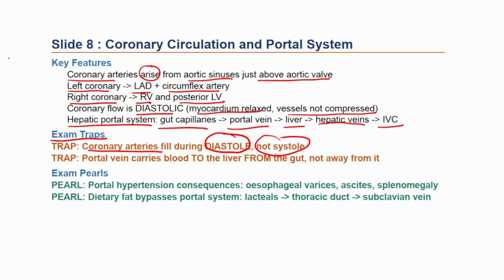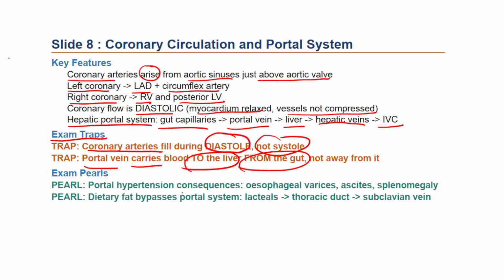Another classic trap involves the directionality of the portal blood flow. Examiners will try to confuse your terminology by writing multiple choice questions stating that the portal vein drains blood away from the liver toward the intestinal tract. Keep this sequence perfectly straight in your mind. The portal vein carries blood to the liver from the gut, acting as an inbound processing line, not an outbound drainage pathway.